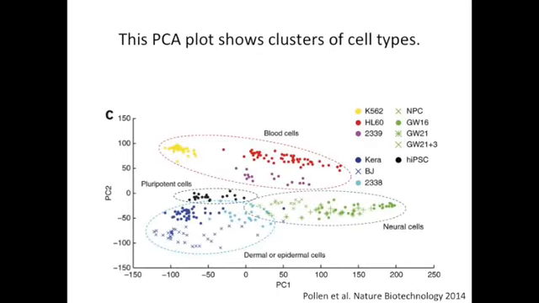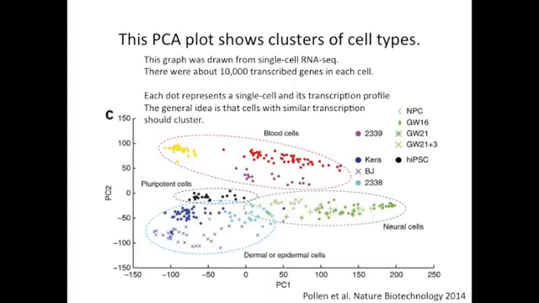Here's an example PCA plot that I got from an article that I was just reading. It shows clusters of cell types. This graph was drawn from single-cell RNA sequencing data. There were about 10,000 transcribed genes in each cell, and each dot in this graph represents a single cell and its transcription profile. The general idea is that cells with similar transcription profiles should cluster. And we sort of see that in this graph.